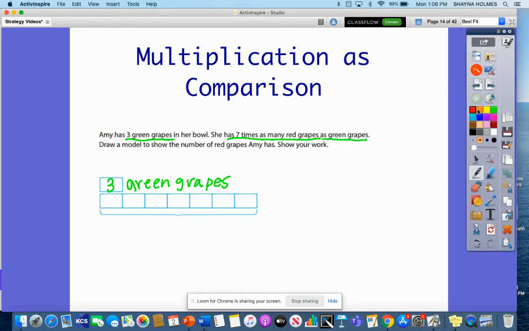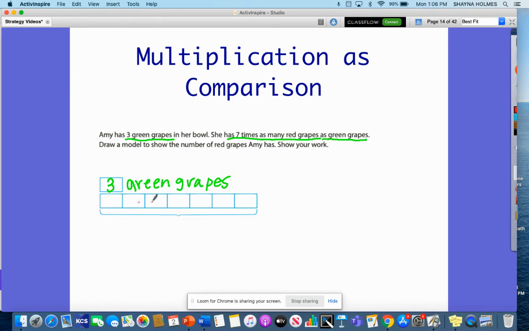Okay, and then it says that she has 7 times as many red grapes. Now, down here, I'm going to use this to model those 7 times as many red grapes. But I'm not going to put 7 in each of these because I want 7 times as many as the green. So the green is 3, then I need to have 7 sets of 3. And this will be the red grapes.